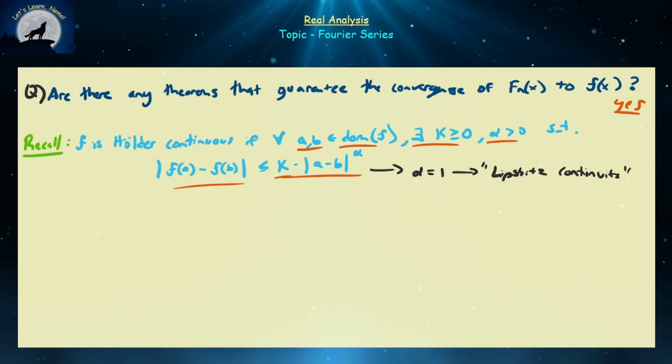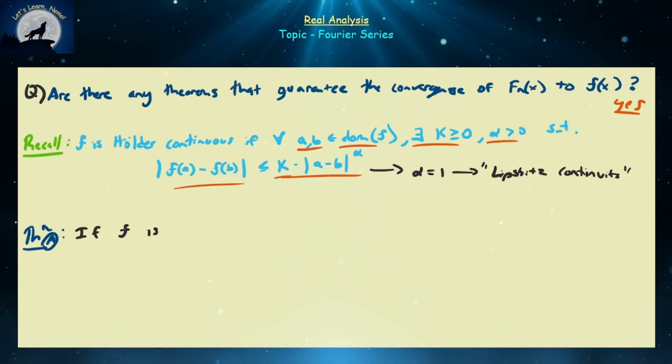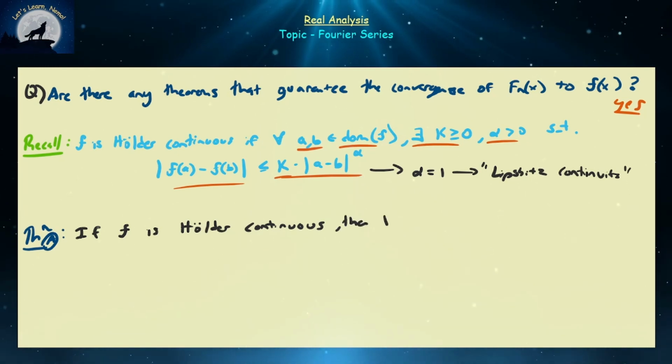So the very first theorem associated to Fourier series that I want to mention, I'll call this theorem A, says the following. If f is Holder continuous of any alpha level, then the Fourier approximation converges to f uniformly, moreover. So not just pointwise, but uniformly.